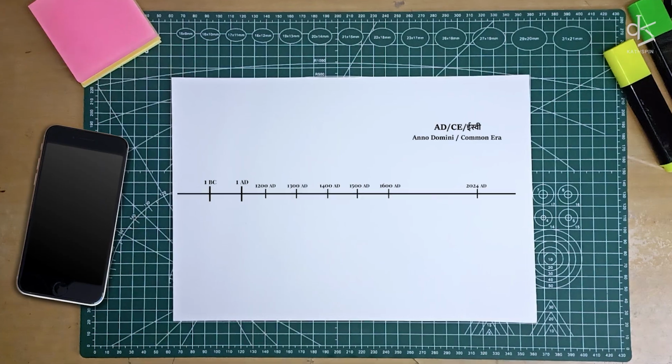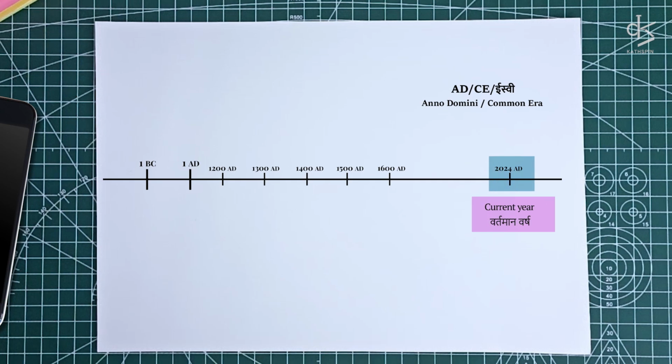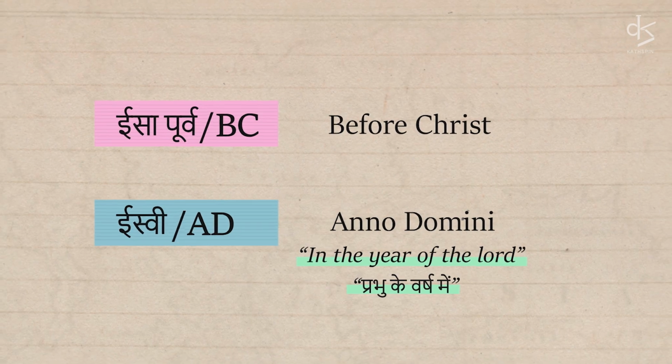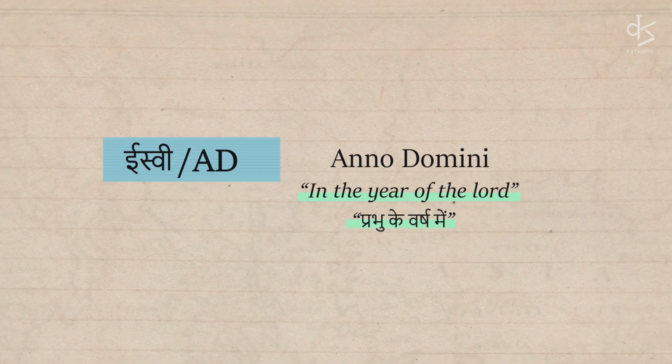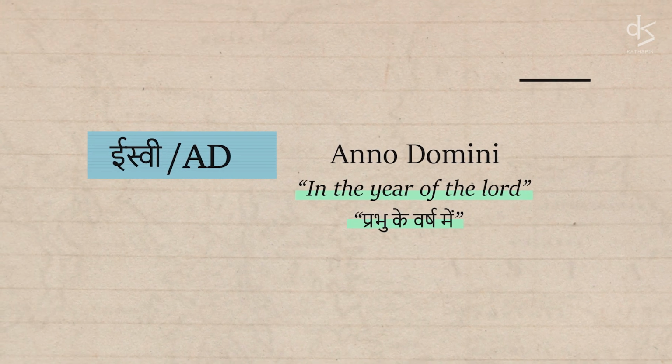To give you an idea about AD, it is the era we currently live in. You can say the current year is 2024 AD or 2024 CE. Both have the same meaning. So back to AD BC. The story revolves around AD, or Anno Domini.